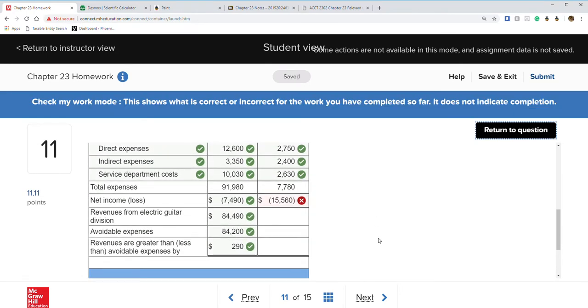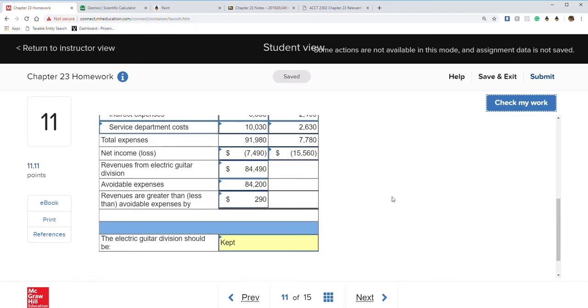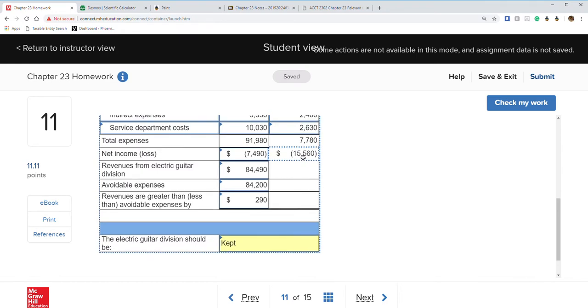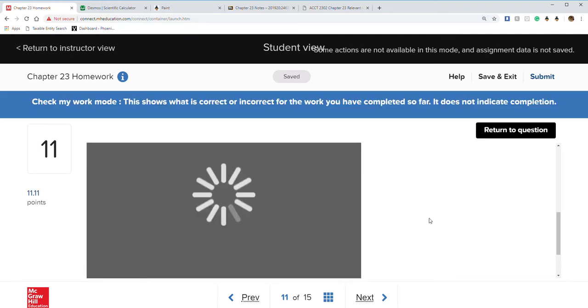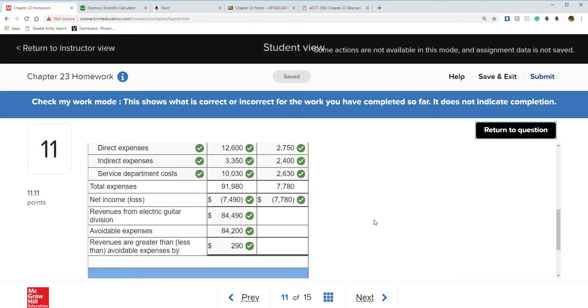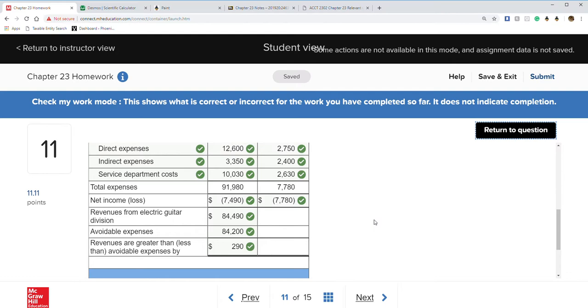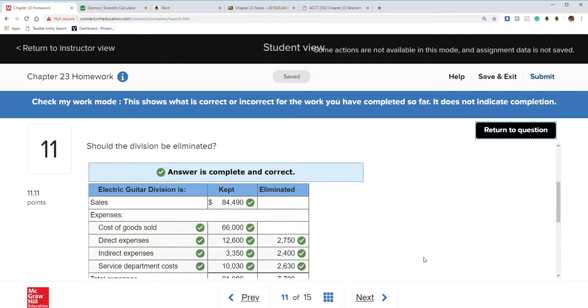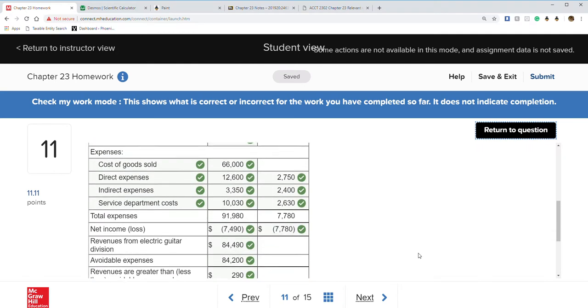It's not what they want. That's because I did total expenses, like not being smart, and I had the total. I don't know why I did that, but it happens. Things happen, mistakes happen. I didn't even have to add it all, I already did it. So it's just a loss, negative 7,780, and now Connect is happy.